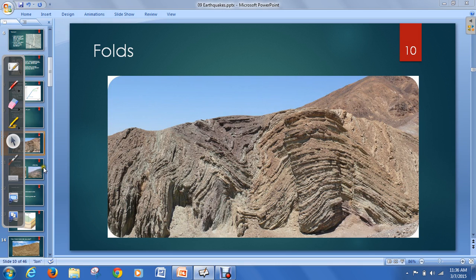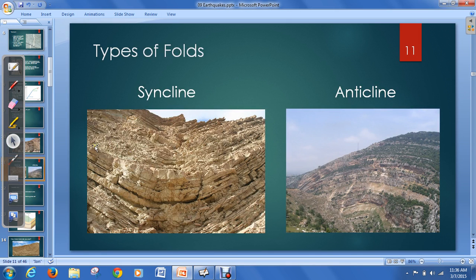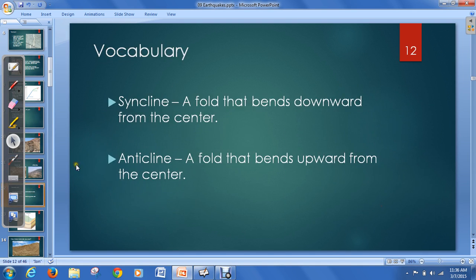Okay, but there's actually two different types of folds we want to look at. One is a syncline, where it bends downwards from the center, and then there's anticlines, where it bends upwards from the center. So I would have those two vocabulary words written down. You don't have to write it the same way, but the syncline is basically the fold that bends downward from the center, and the anticline is the fold that bends upward from the center.